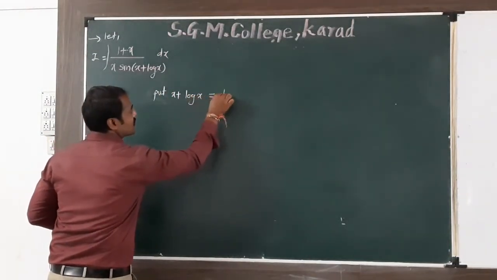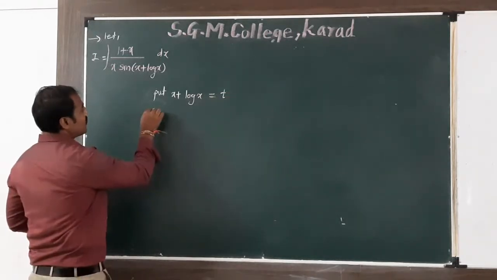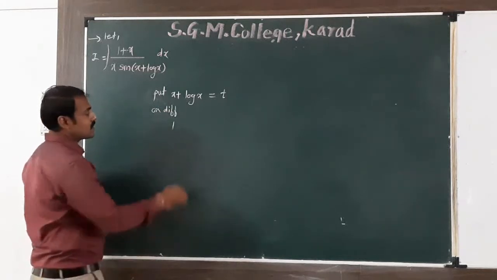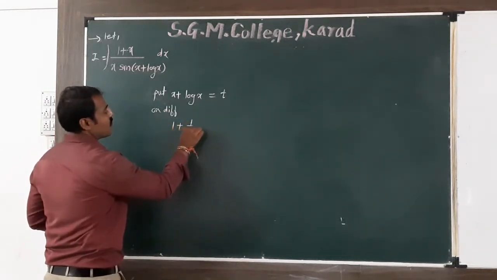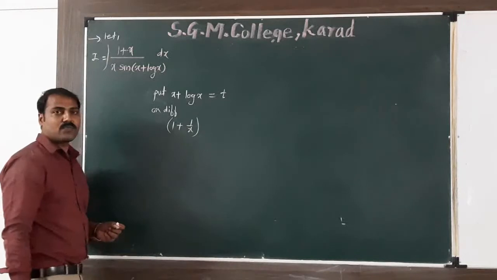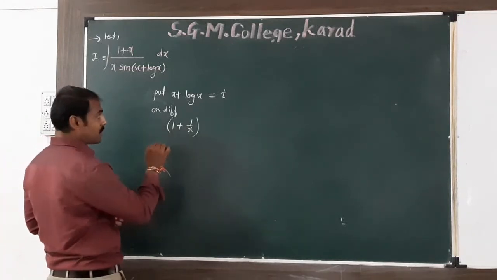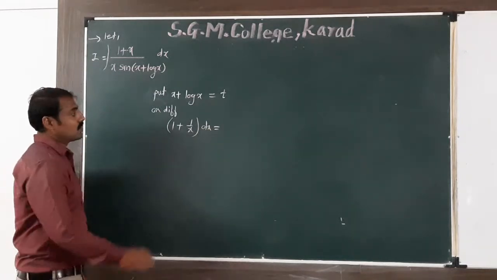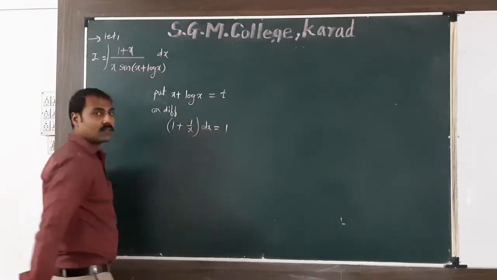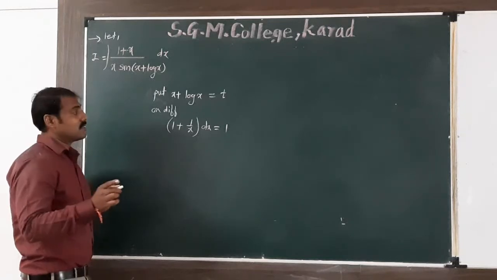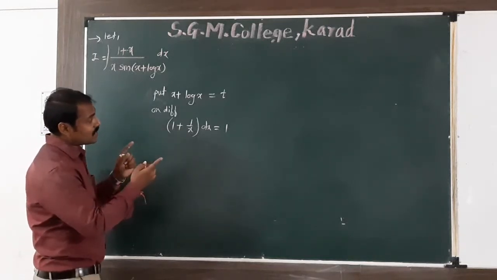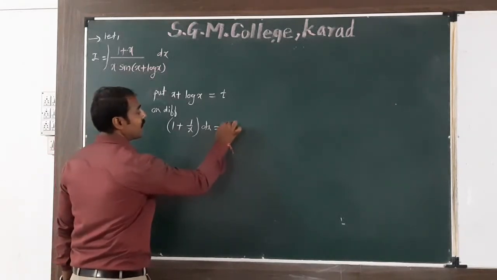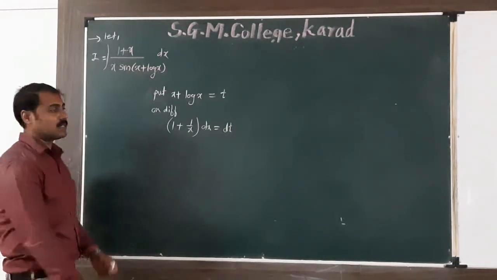Put x plus log x is equal to t. On differentiating, we know that the derivative of x is 1 plus the derivative of log x, which is 1 upon x. Since it is differentiated with respect to x, multiply it by dx, is equal to the derivative of t, which is 1. When the RHS is differentiated with respect to t, multiply it by dt. 1 into dt is dt.